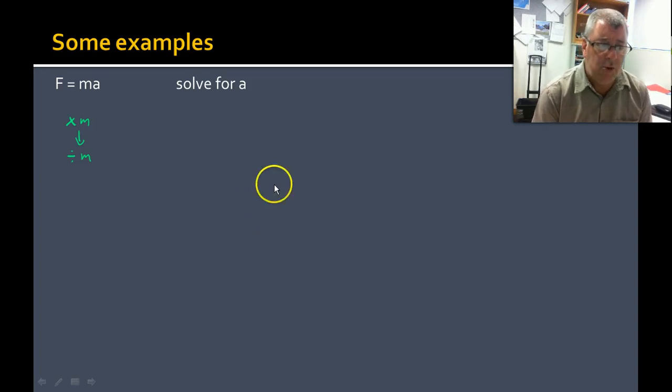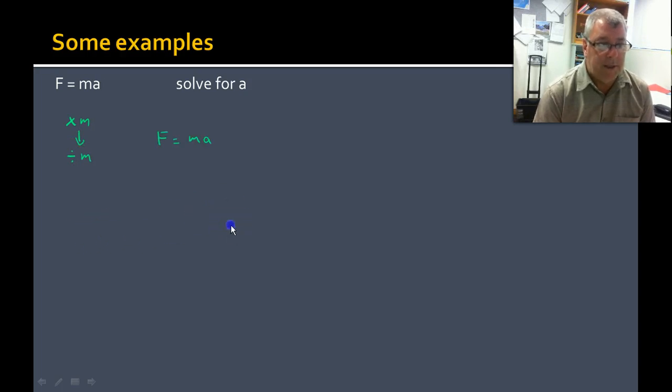So the first thing you have to do if you're solving an equation for a quantity is work out what mathematically is happening to that quantity. And here we can see that the A is being multiplied by M. That means that we need to do the opposite to that to move that M from here over to here so that we get A by itself. And the opposite to multiply is divide.